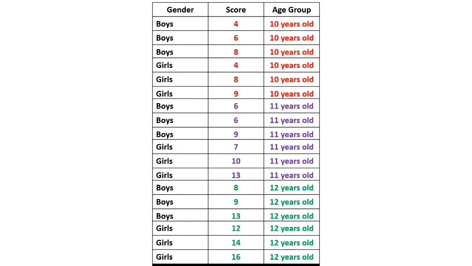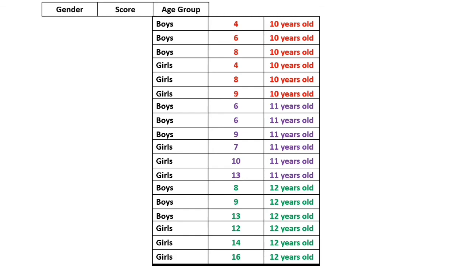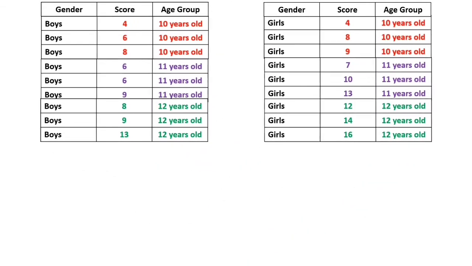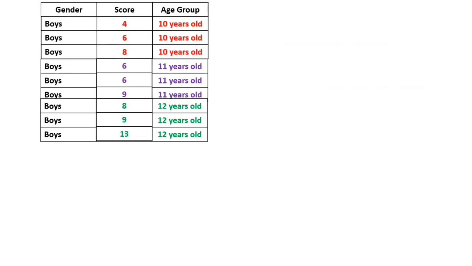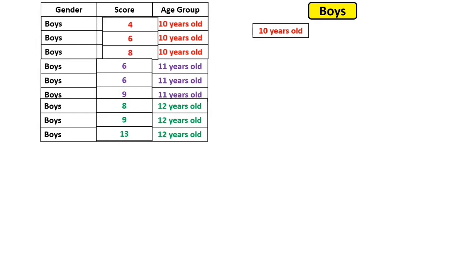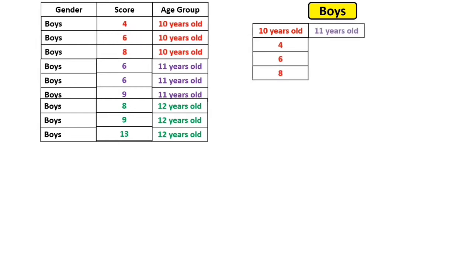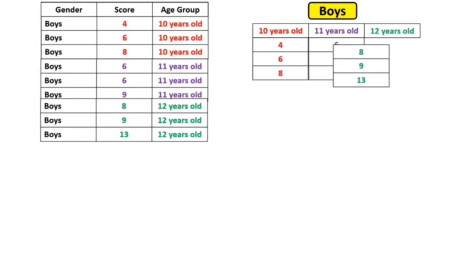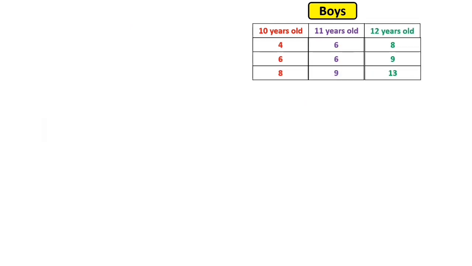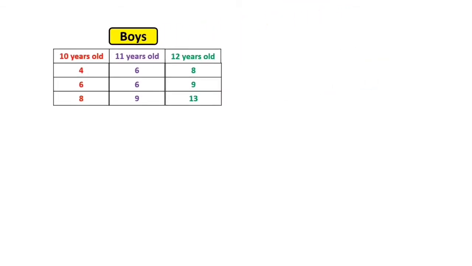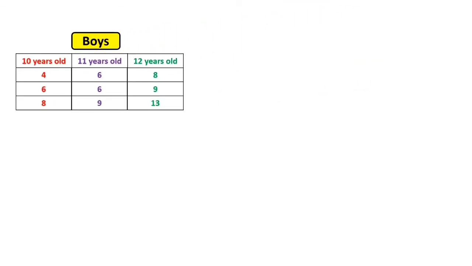So let's organize the data. The first thing to do is organize it by boys and girls. Let's start with the boys' data. We have the 10-year-old boys and their test scores, the 11-year-old boys, and the test scores for the 12-year-old boys. Then, let's move that right there.